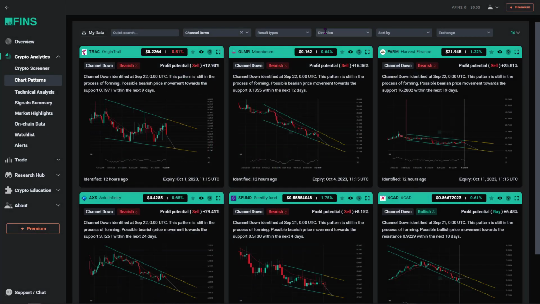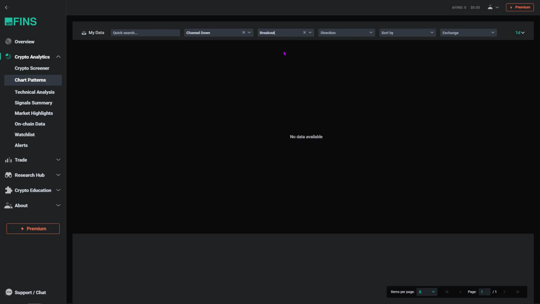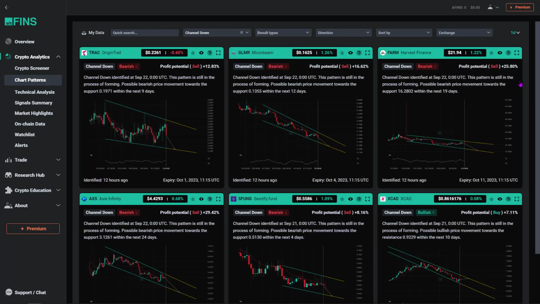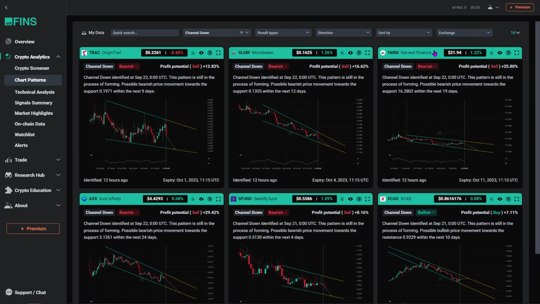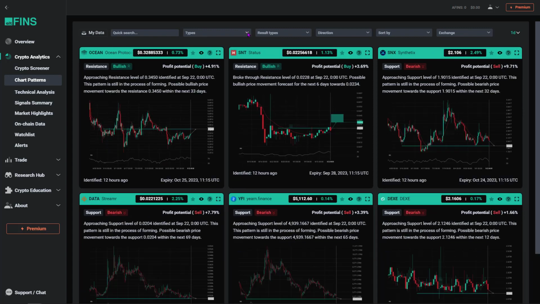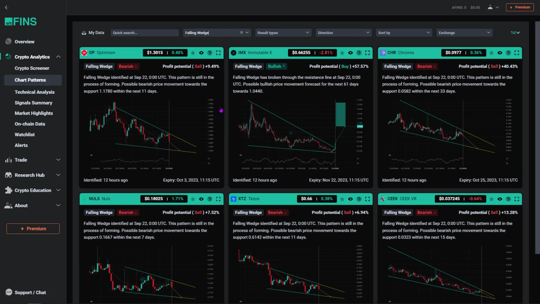And so let's see if we can find some breakouts. So this is channel down, result type, breakouts. None available right now, but you can keep checking back and wait for those breakouts here. Now, the other place you can find breakouts, channel down breakouts, or let's actually first cover also falling wedge patterns right here. Similar thing, more or less.